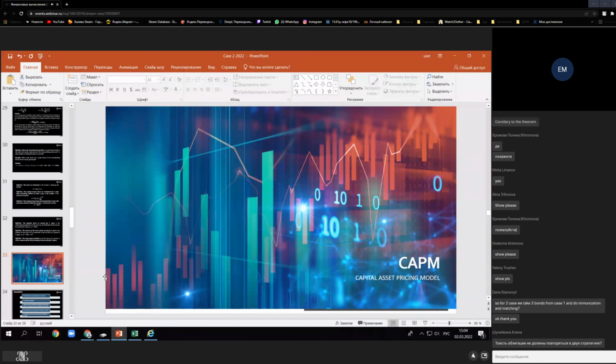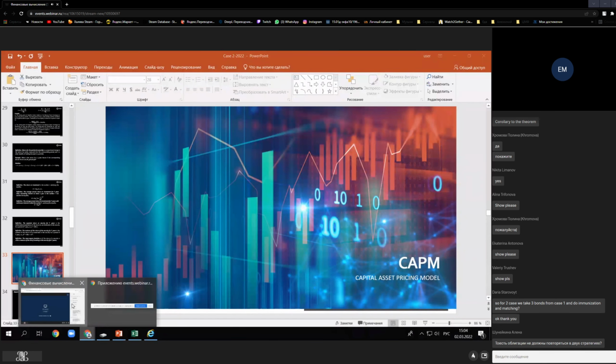The CAPM model is based on the efficient market hypothesis. Pay attention to this fact. This hypothesis was formulated by Eugene Fama in the 60s of the 20th century. Also, I think you should read a bit about this efficient market hypothesis. If you don't know what it is about, actually you should know, but maybe you forgot.